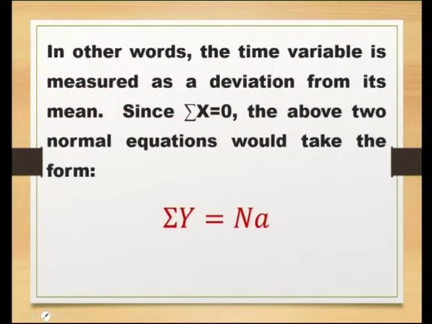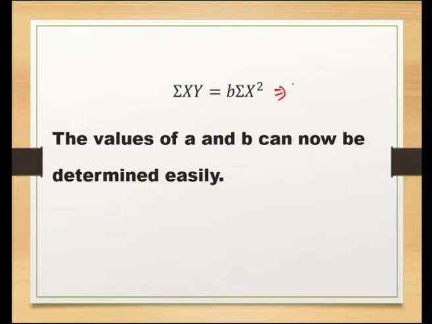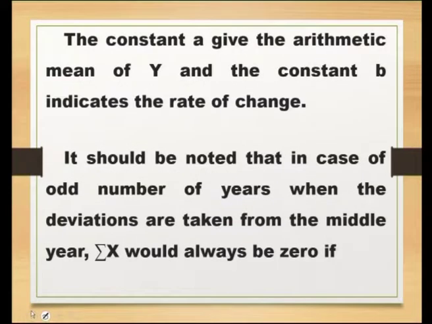Summation y is equal to n into a, so that a is equal to summation y by n. Summation xy is equal to b into summation x square. Therefore, b is equal to summation xy by summation x square. The values of a and b can now be easily determined. That is what is given here. Summation y by n gives y bar, and b is equal to summation xy by summation x square. The constant a gives the arithmetic mean of y, and the constant b indicates the rate of change.